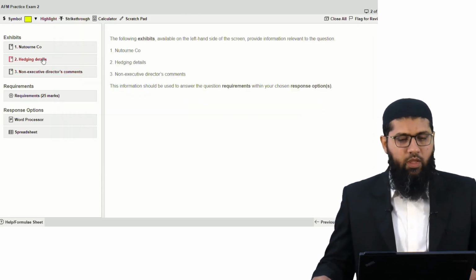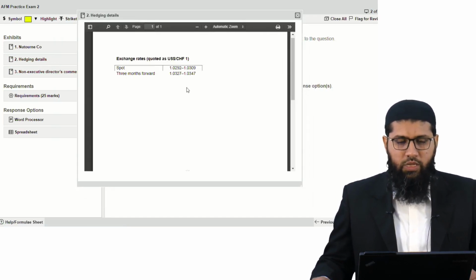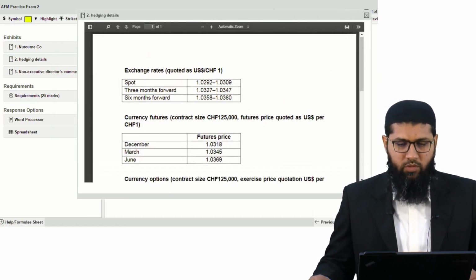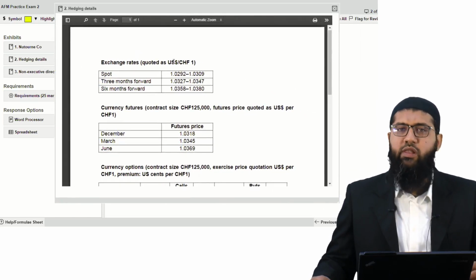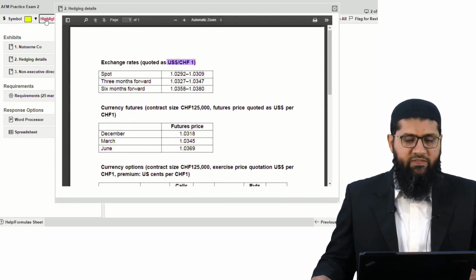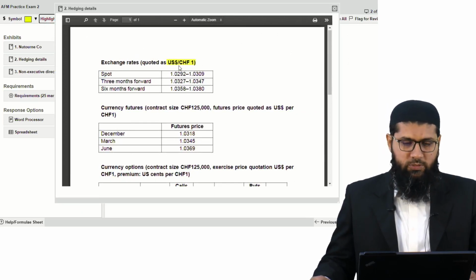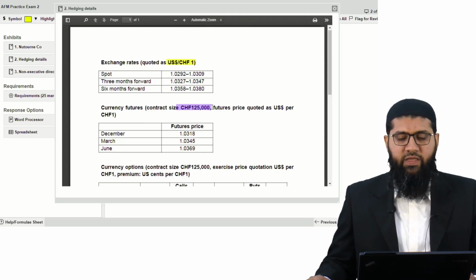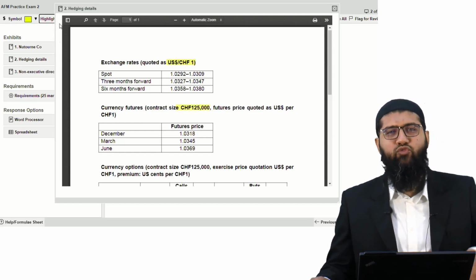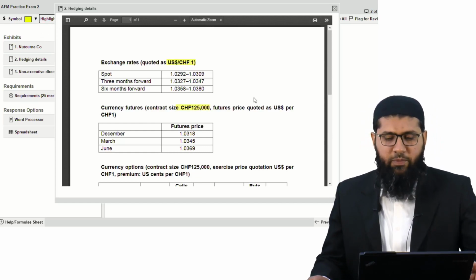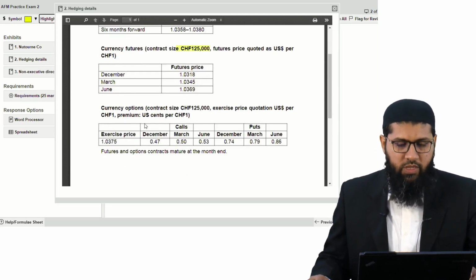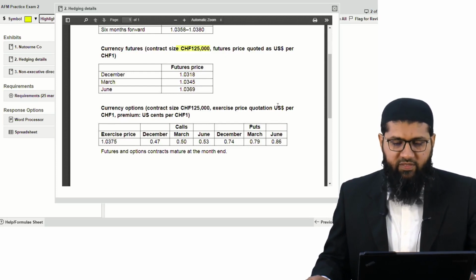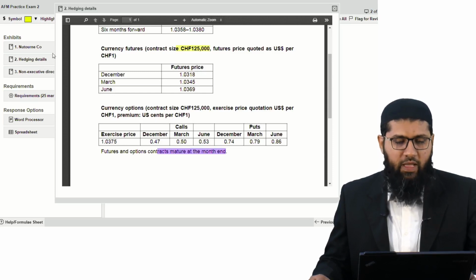Now let's see the hedging details which are available. The exchange rates are quoted as US dollar per CHF. Since you are a US company, it's a direct quote. The spot rate is there, the 3 months forward rate, the 6 months forward rate, and so on. The size of the currency futures is in CHF, priced in Swiss francs. The future prices quoted as US dollar per CHF are as follows. Then you've got currency options: the contract size, the exercise price per quotation, and the premium. Futures and option contracts mature at the month end.